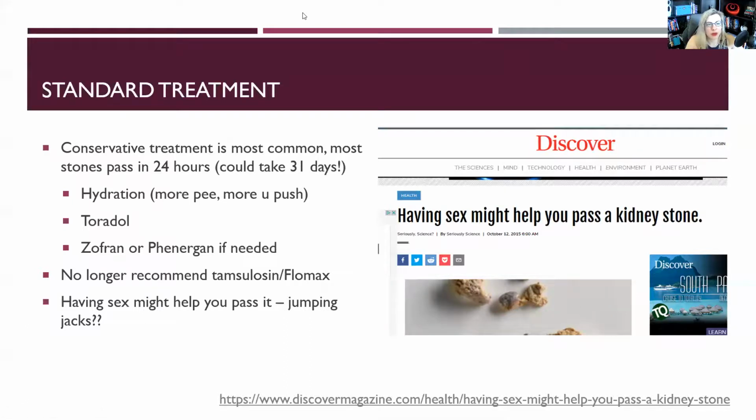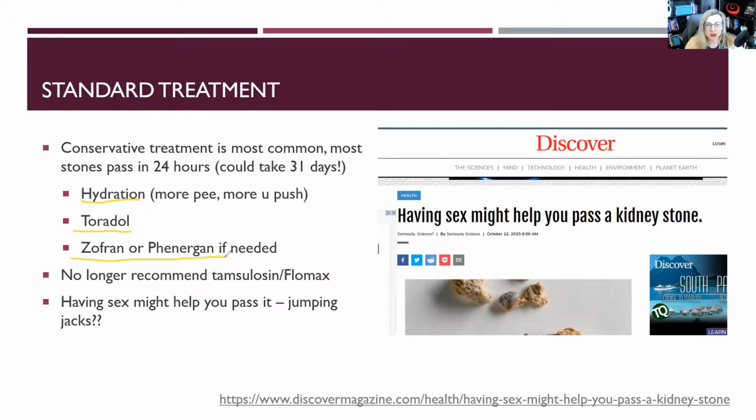Remember that we typically give a little bit of hydration in the ER because the more you pee, the more we can get that stone to push down and hopefully get it out. Don't forget about that Toradol. Man, it's a miracle drug of choice. Don't forget it, okay? And then you can also give the antiemetics, and we've already talked about that.